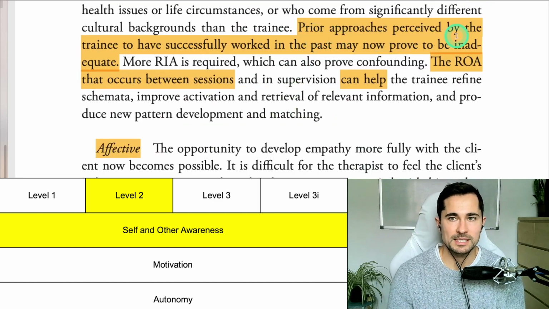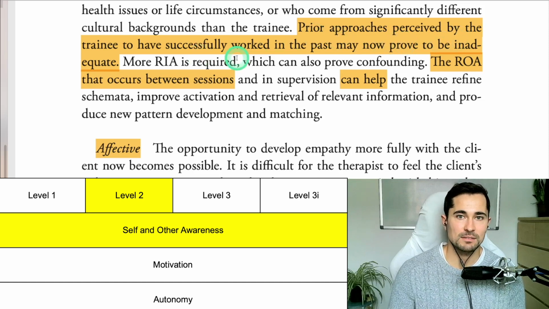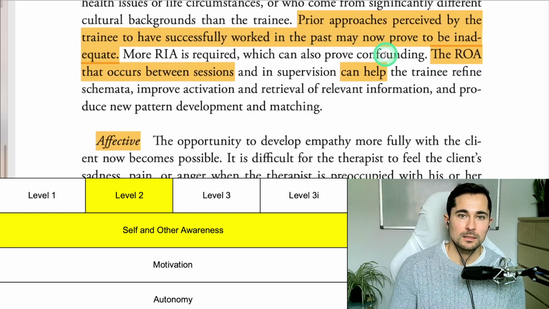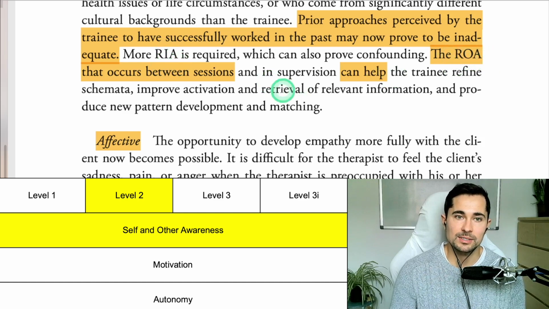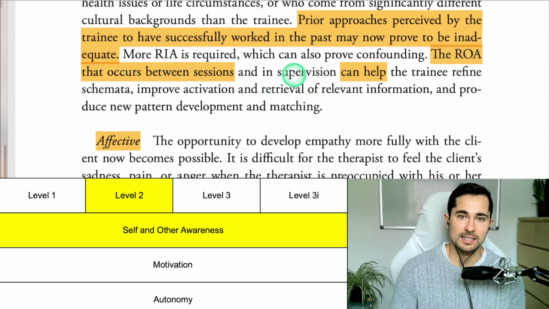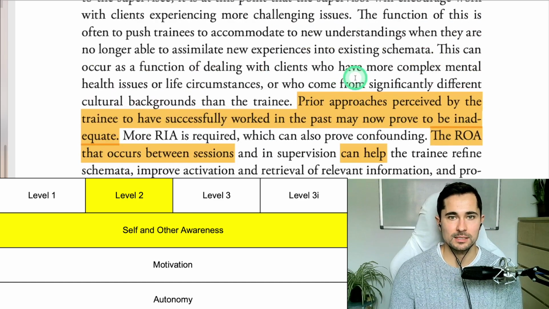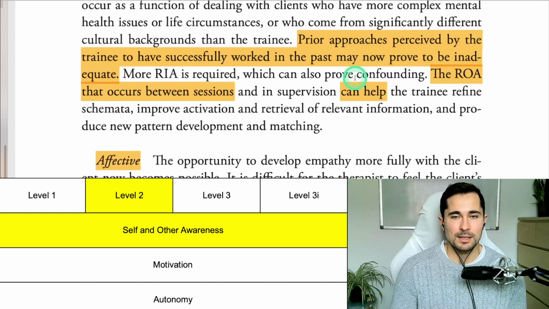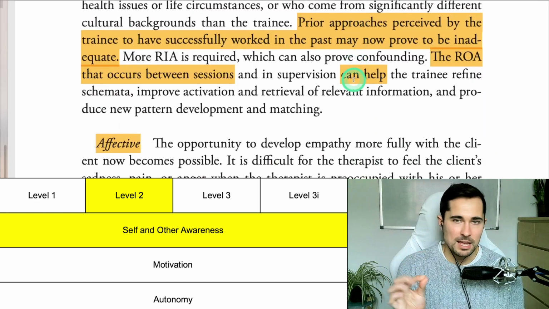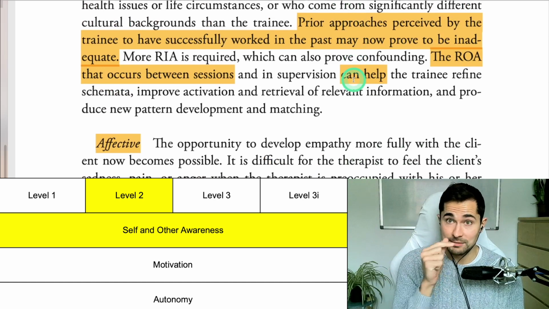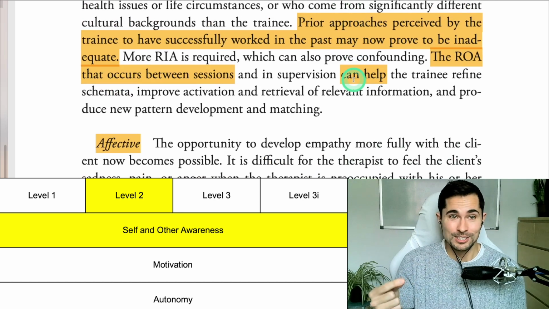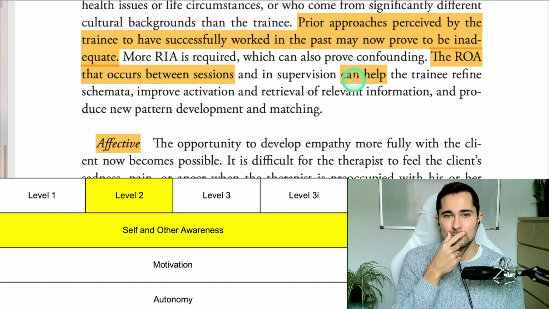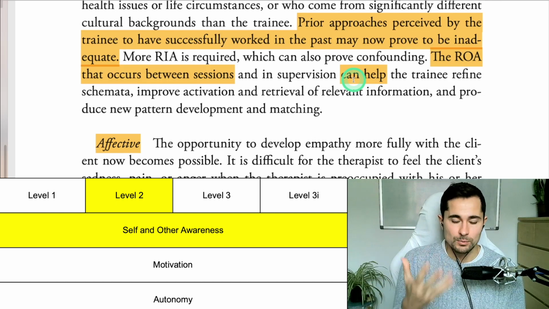Prior approaches perceived by the trainee to have successfully worked in the past may now prove to be inadequate, which requires more reflection in action, and reflection on action that occurs between sessions and in supervision can help this process. So actually being more attending and empathic to the client can have us be more aware of when things aren't going as well, which can have us need to reflect more.